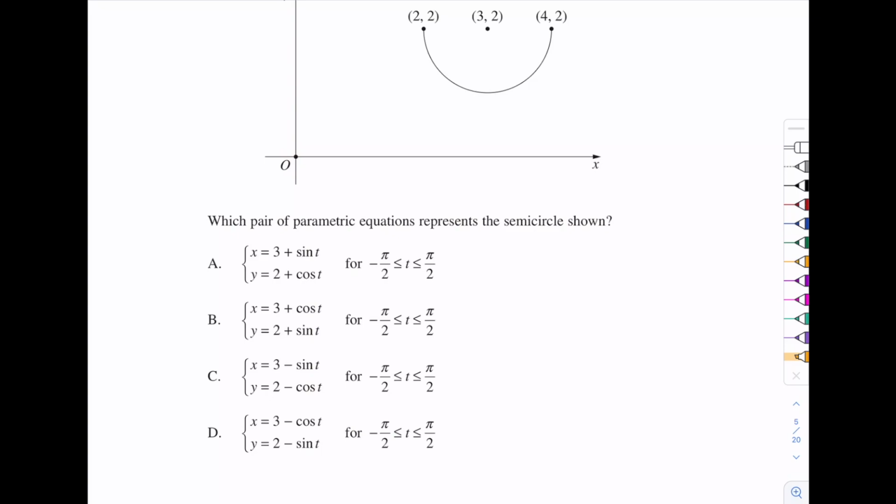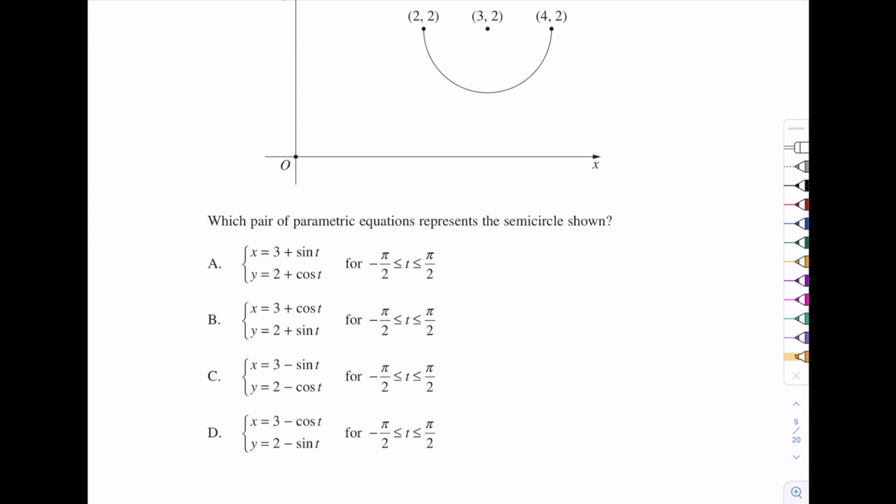Now looking at options A and C, they have something in common, which is that sine is appearing in the parametric equation for x, and cos is appearing in the parametric equation for y. That's differing for options B and D. So it's flipped for B and D. For B and D, we have cos appearing in the parametric equation for x, and sine in the equation for y. And then amongst A and C, obviously we've got a plus here and a minus here. Same sort of thing for B and D, a plus and a minus.